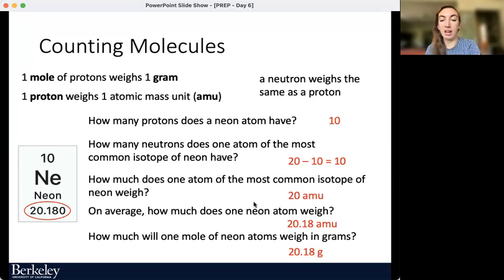So I wanted you to understand where these numbers come from, and the difference between atomic mass units for the mass of one atom and grams for the mass of moles of atoms. But in practice, you can just read these numbers off the periodic table, and 1 mole of neon atoms will weigh 20.18 grams.